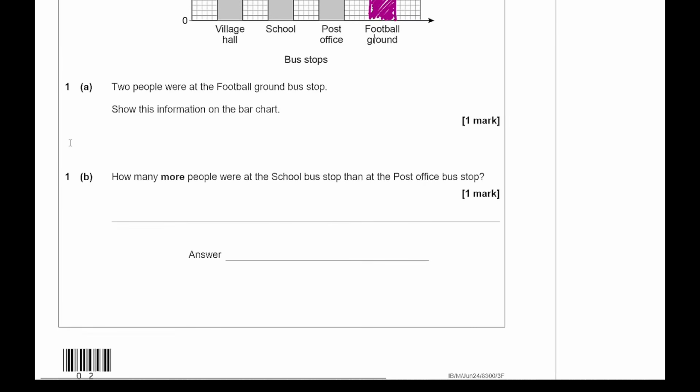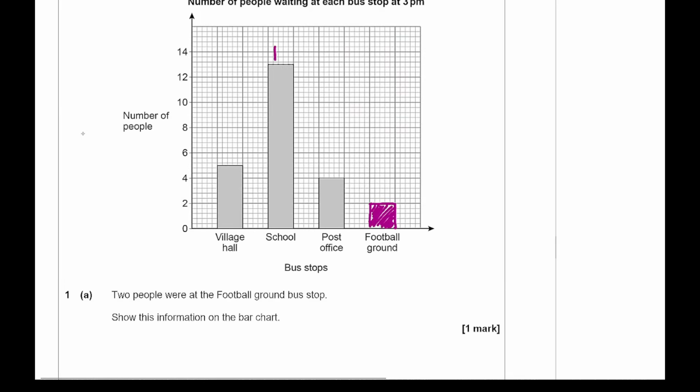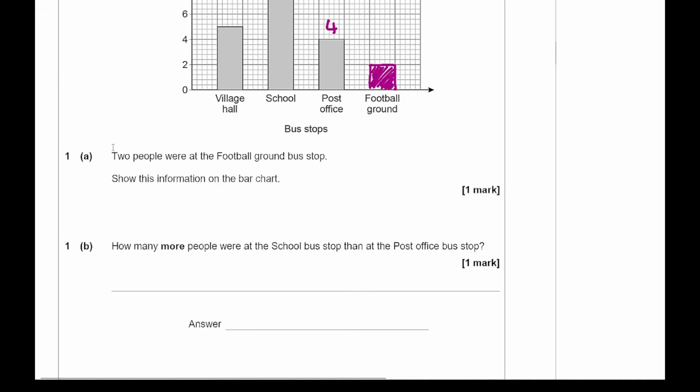Moving on to question 1B, it says how many more people were at the school bus stop than the post office bus stop. So at the school bus stop there were 13 people, and at the post office there are 4. So for this question, all we need to do is just do 13 take away 4, which gives us an answer of 9.